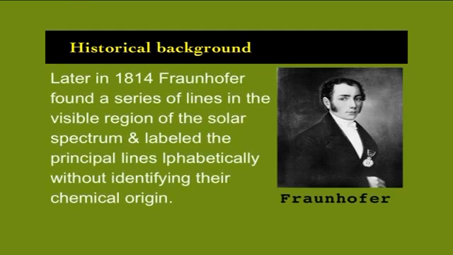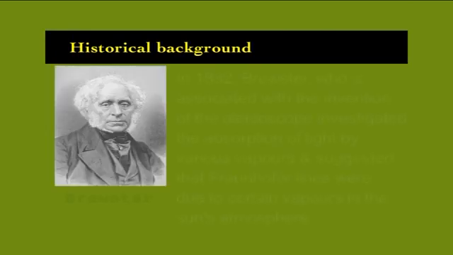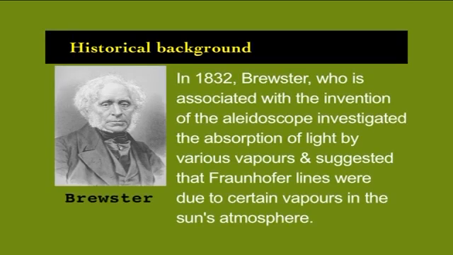Later in 1814, Fraunhofer found a series of lines in the visible region of the solar spectrum and labeled the principal lines alphabetically without identifying their chemical origin. In 1832, Brewster, who is associated with the invention of the kaleidoscope, investigated the absorption of light by various vapors and suggested that Fraunhofer's lines were due to certain vapors in the sun's atmosphere.